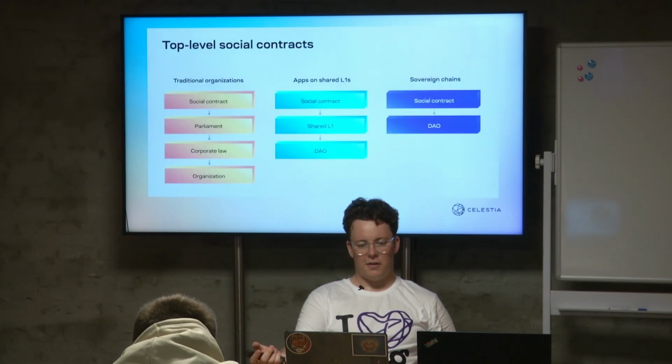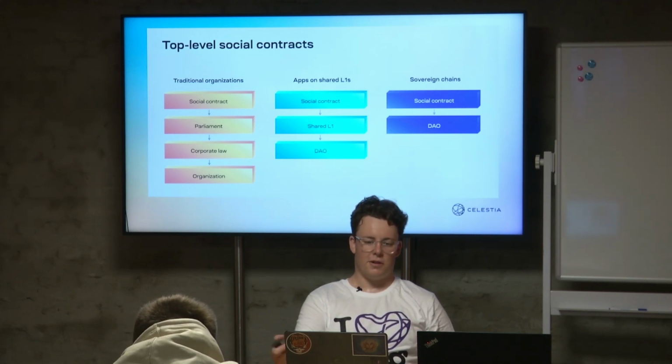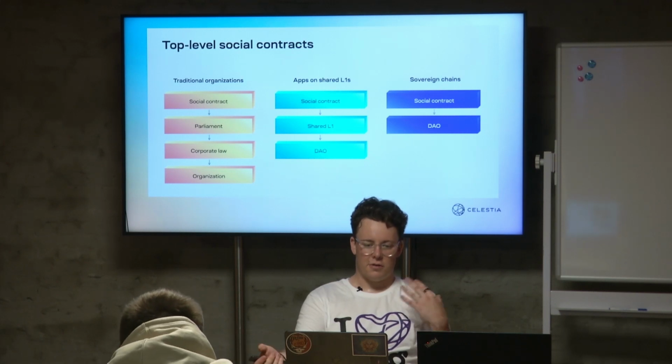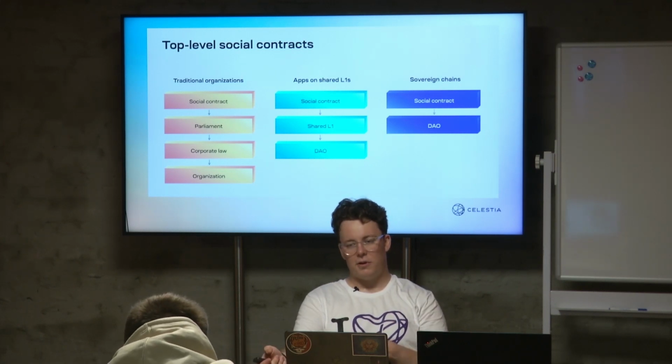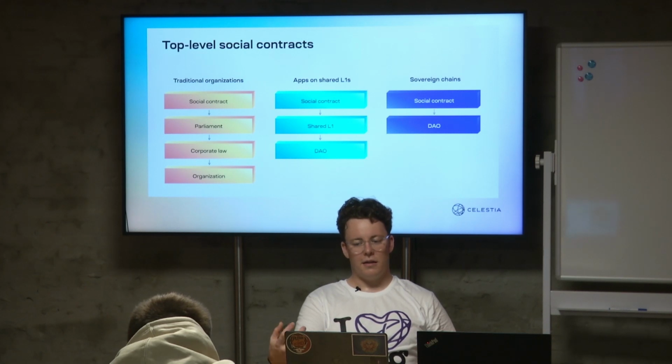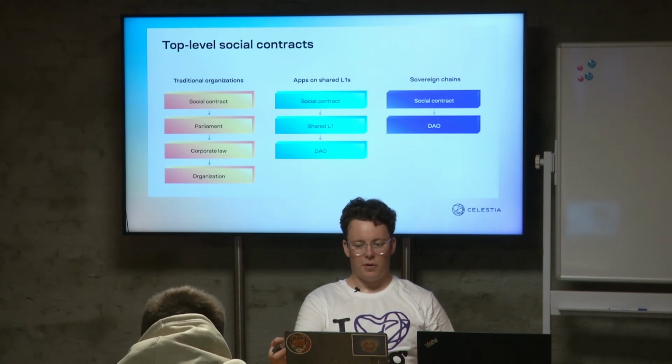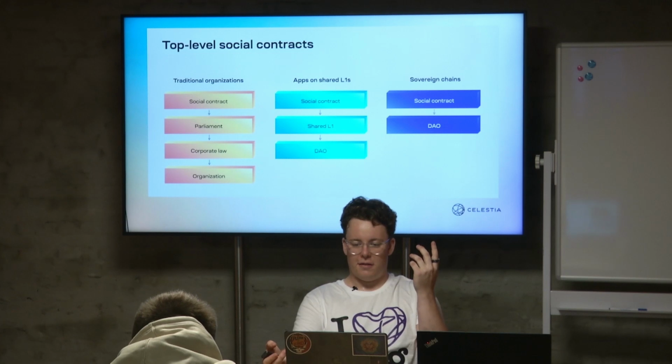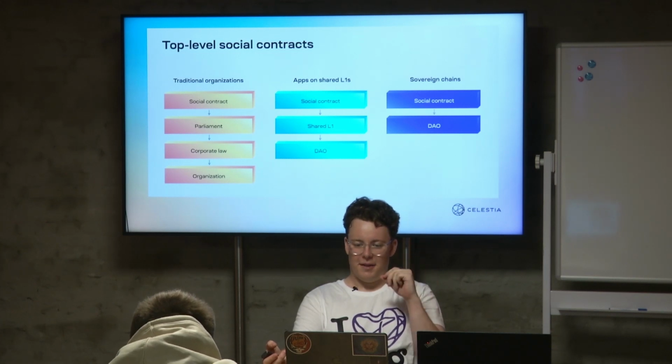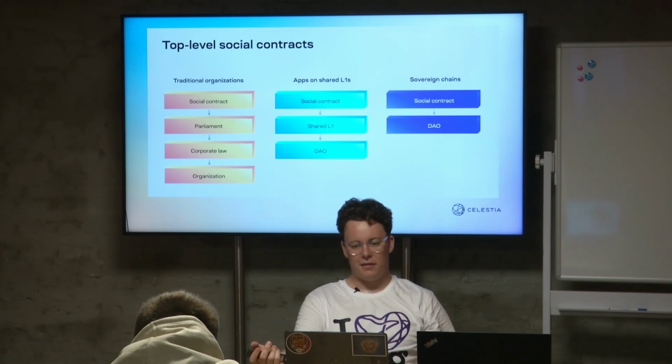So what this really looks like, if we break it down into different pieces, is we're able to cut out a lot of the middlemen that we traditionally have in a traditional organization or even an app on a shared L1, where in a pretty important way you're basically relying on the L1 as a middleman. Whatever the L1 decides is going to impact what you're doing with your social contract on top of that, or with your DAO that is underneath of that.